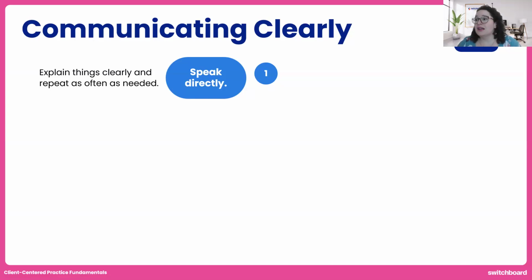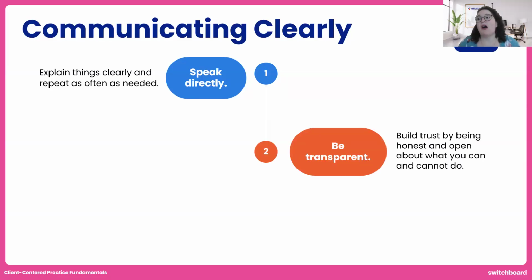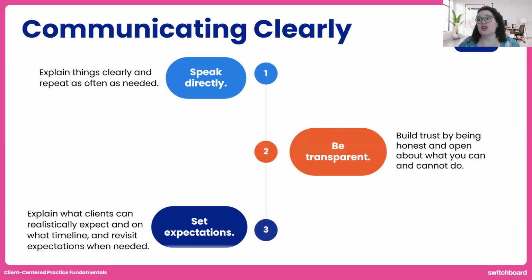Being transparent, so building trust by being honest and open about what you can do and what you can't do. This is really important, especially in trauma-informed care, that trustworthiness and transparency. If you promise your client you're going to do all kinds of things and you don't, that's much more damaging to the relationship than setting boundaries in the beginning of what they can expect from you. So, communicating clearly means setting expectations. What can clients realistically expect and on what timeline? And revisit those expectations whenever you need a refresher.